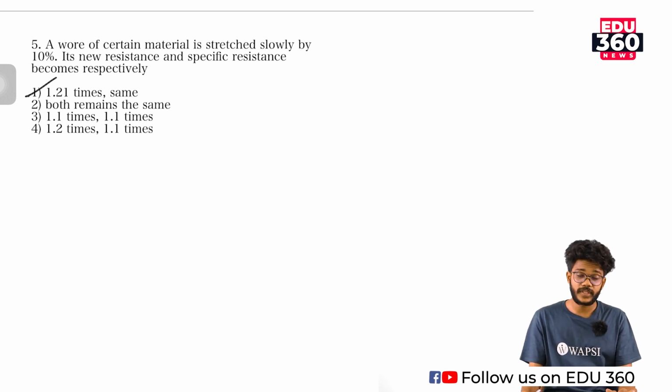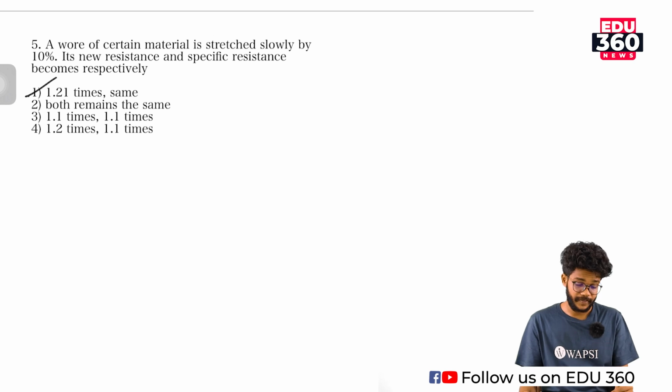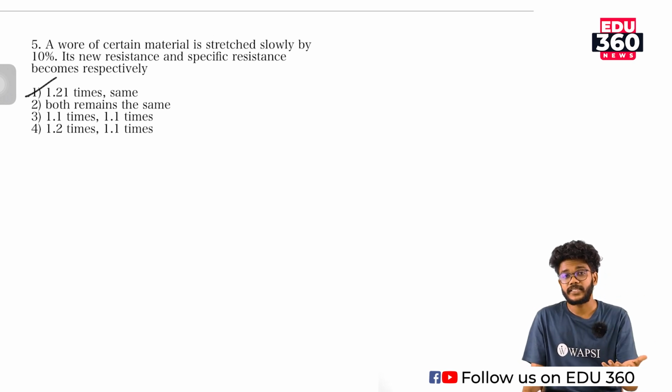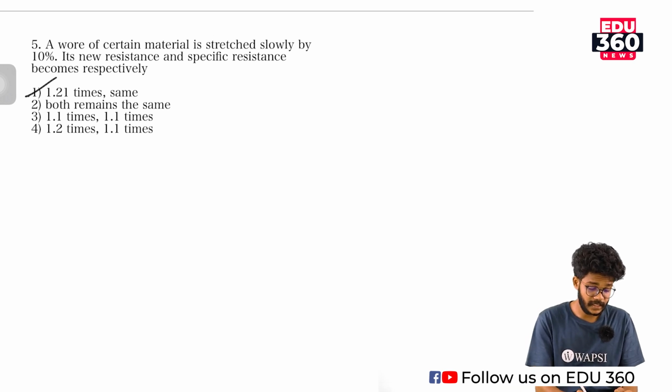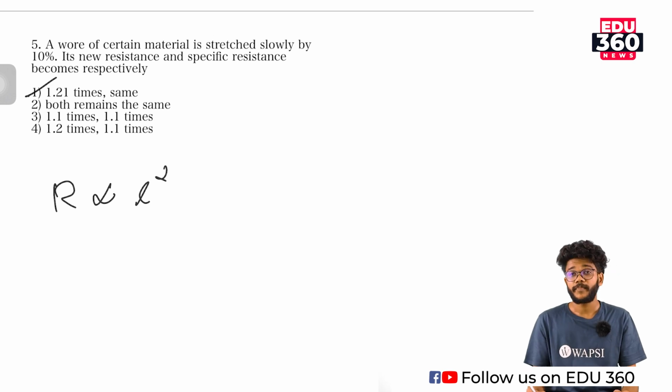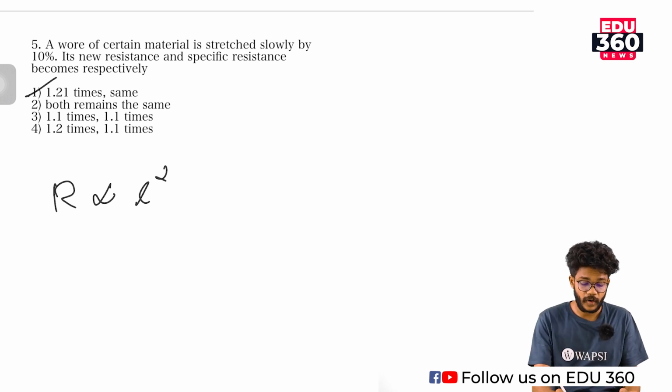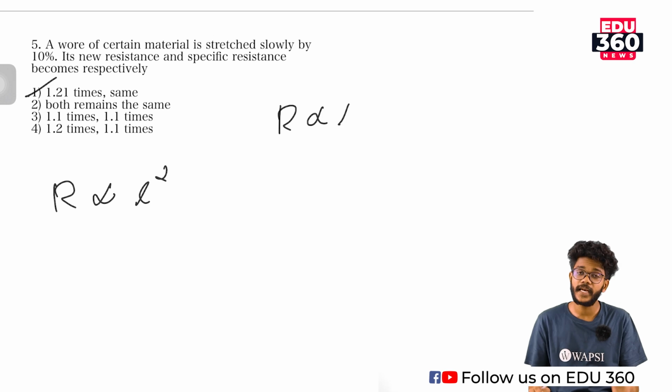But we can prove this theoretically. How does the resistance change by stretching a wire? Actually, we can say that the resistance is proportional to L square. Listen carefully: by stretching, resistance is proportional to L square. In the normal case, R is proportional to L only. But in case of stretching, it is proportional to L square. I will prove it for you.